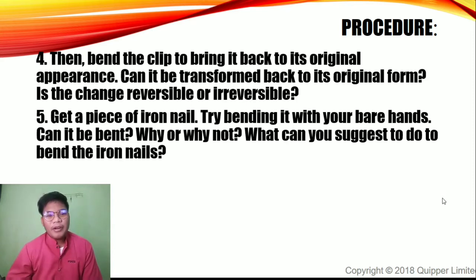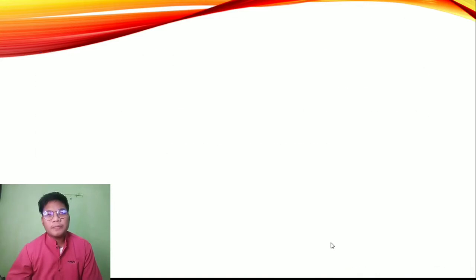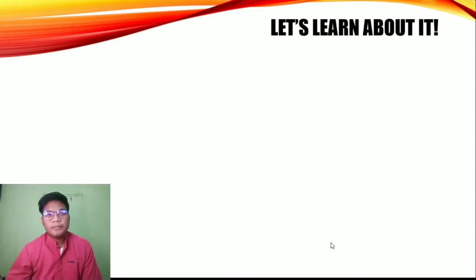Get a piece of iron nail. Try bending it with your bare hands. Can it be bent? Why or why not? What can you suggest to do to bend the iron nails? Okay. Let's learn about it.